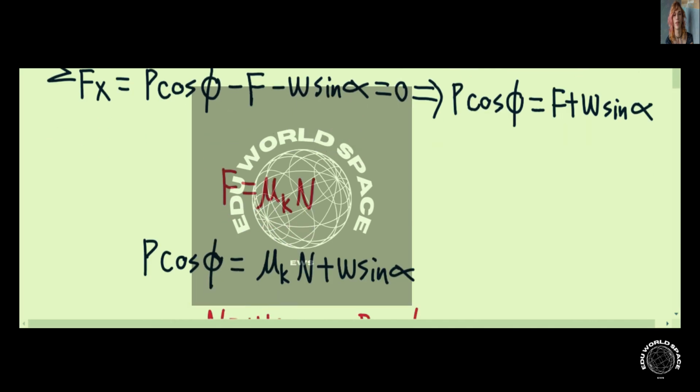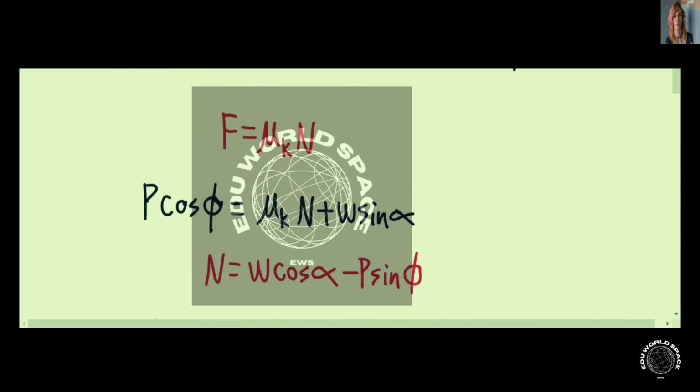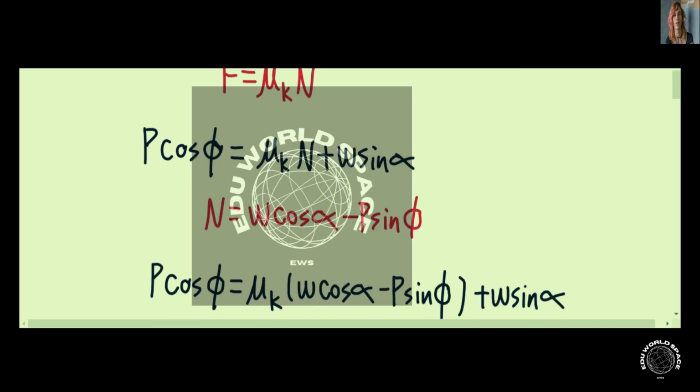We can use mu K N to substitute for F. So we have P cosine phi is equal to mu K N plus W sine alpha. And remember, normal force N is equal to W cosine alpha minus P sine phi. Therefore, we have P cosine phi is equal to mu K times W cosine alpha minus P sine phi, plus W sine alpha.